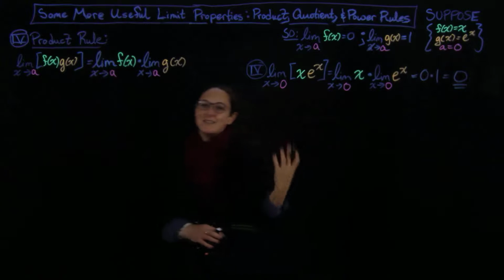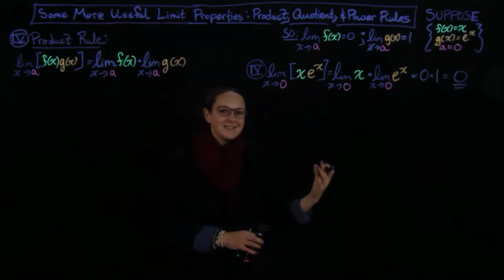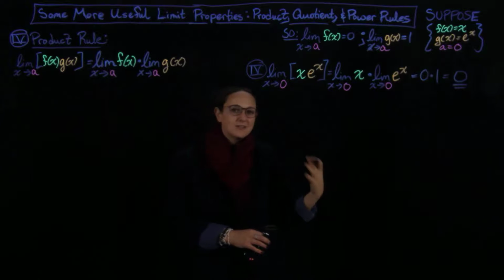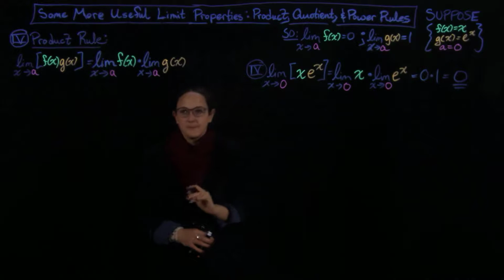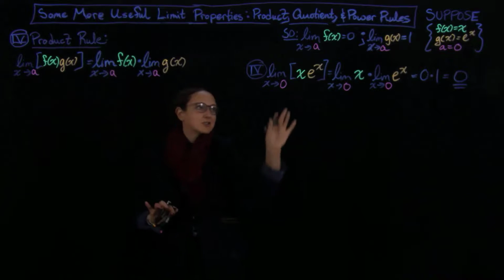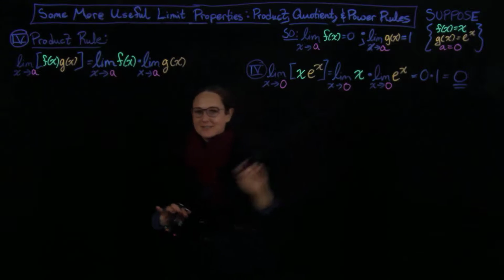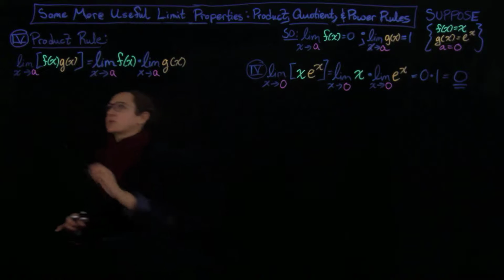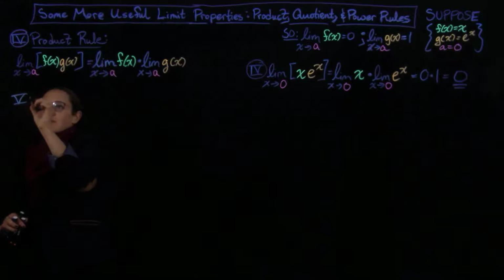It didn't need to be true that these two limits existed. If they don't exist, it gets more complicated. So that's how the product rule works. You can just multiply the limits of the two functions. Okay, quotient rule. Very useful.